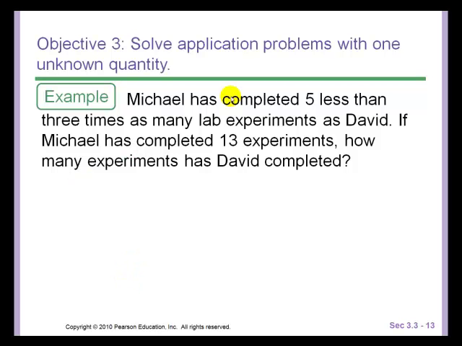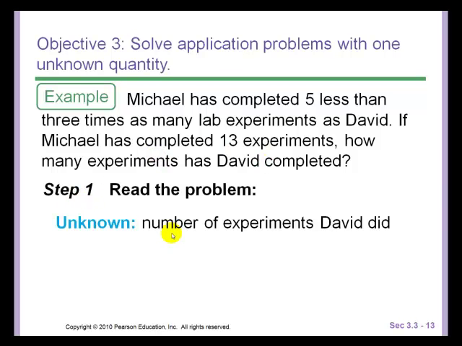Example: Michael has completed 5 less than 3 times as many lab experiments as David. If Michael has completed 13 experiments, how many experiments has David completed? Read the problem. The unknown is the number of experiments David did. Notice again that's that final question.